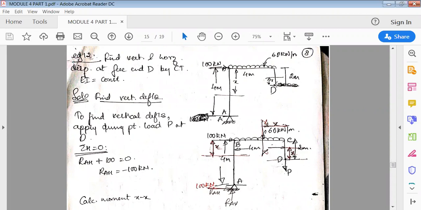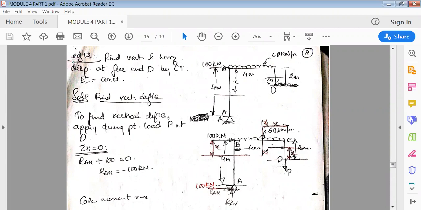Okay, the next problem is to find the vertical and horizontal displacement at free end D by Castigliano's theorem. Find vertical and horizontal deflection at D. So this is the point D. At D, you have to find both horizontal and vertical displacement by Castigliano's theorem. Okay, so first find the vertical deflection. Let us find the vertical deflection at D.